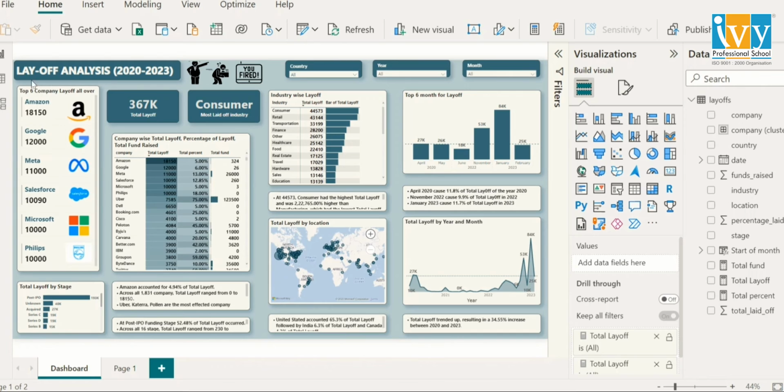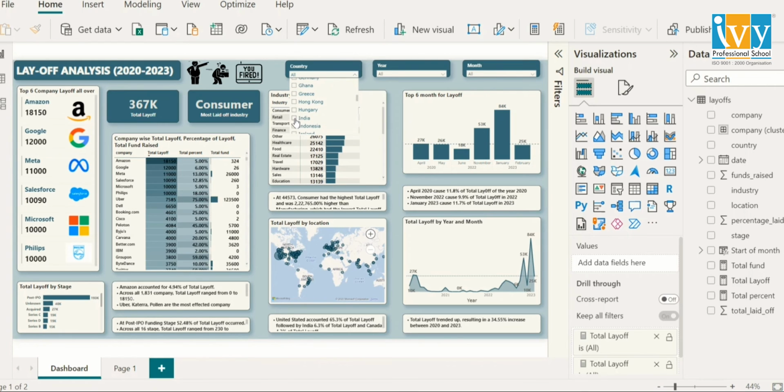This is the top global companies that laid off their employees, which includes Amazon 18,000, Google 12,000, Meta 11,000, and the rest of them are Salesforce, Microsoft, and Facebook. Here I have used slicers to make the dashboard more dynamic. This is the country-wise slicer where I can choose any other country.